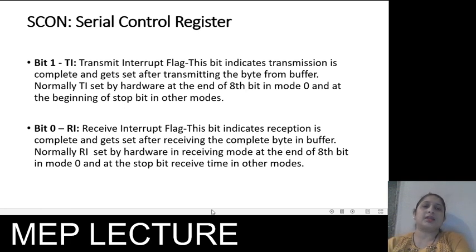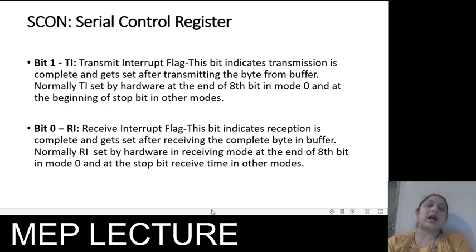Transmit interrupt flag and receive interrupt flag: what is the meaning of that? The TI bit indicates that the transmission is completed and gets set after transmitting the byte from the buffer. Normally, TI is set by the hardware at the end of the 8th bit in mode 0 and at the beginning of the stop bit in the other modes.